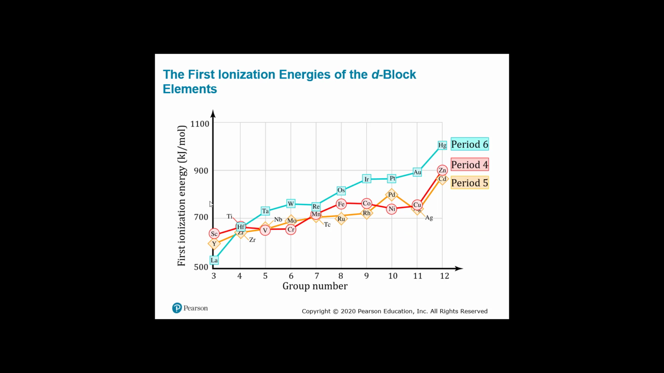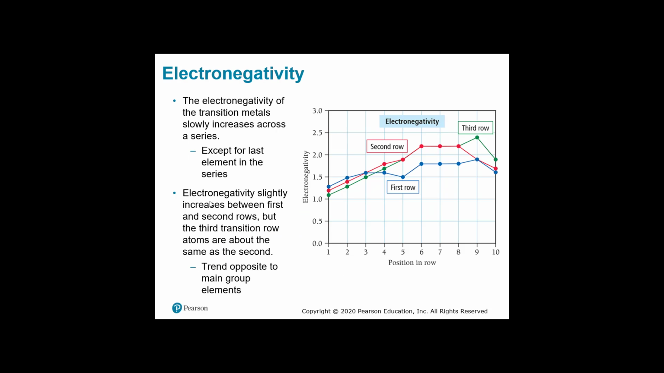Okay, so I just expanded it out again so you can see that, and this is nice because this actually has the name of them so you can see which ones they are. Okay, so electronegativity. Electronegativity of transition metals slowly increases across a series, except for the last element in the series. So that's exactly what you're seeing. You're seeing how they slowly increase. There's a little dip here, except for the last one. The last ones go down.